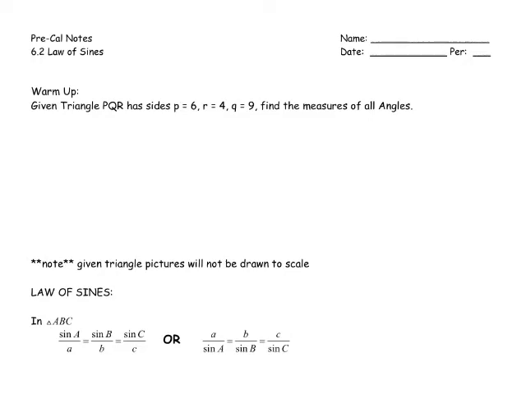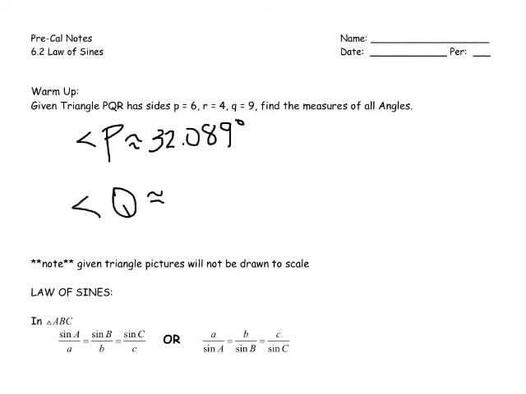All right, so I'm just going to give you the answers to the warm-up. This was using yesterday's notes, so that should be familiar to you, so you can check it. Angle P is approximately 32.089. Typically, you round degrees to the whole number, so if you just said 32, that's fine. It didn't say which one to do, so this is 127.169, and angle R is 20.742.